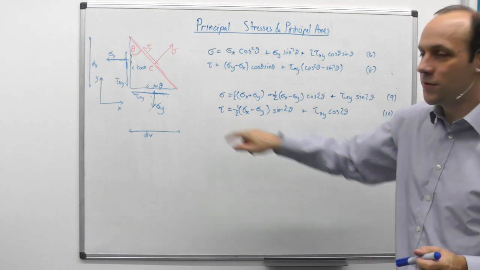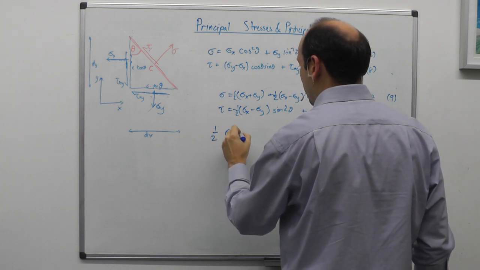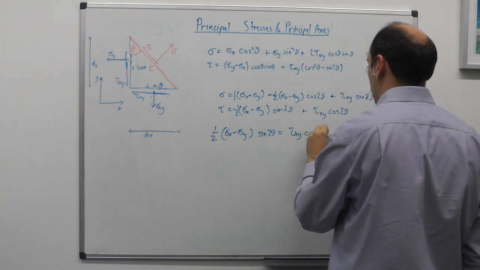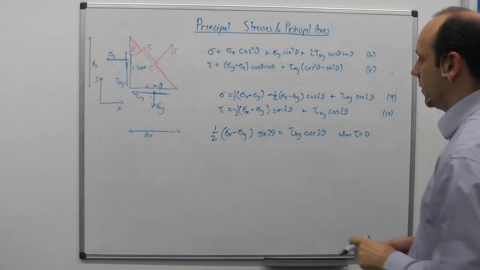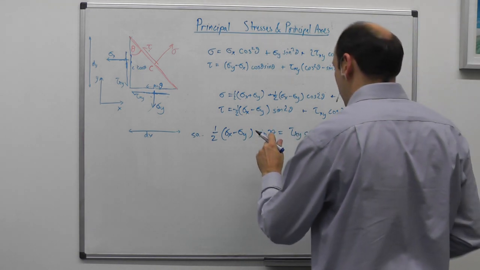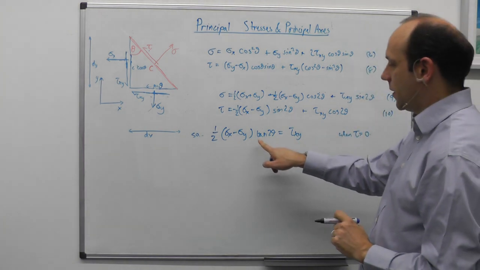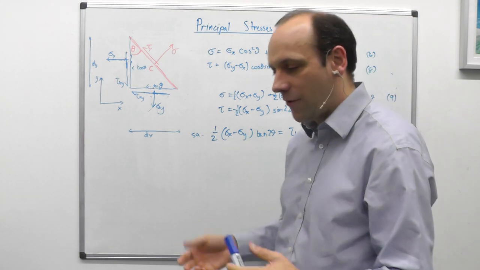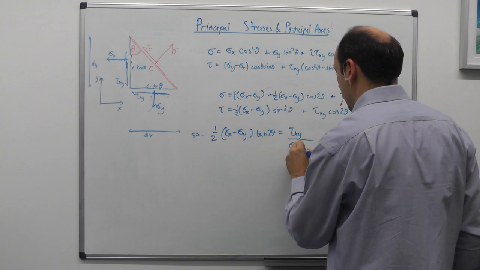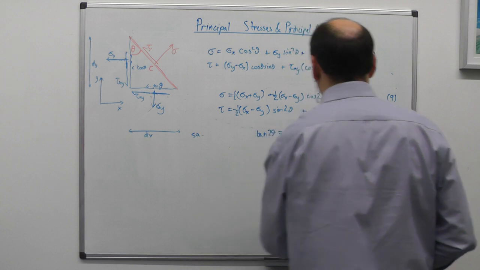So if we take equation 10 and we make tau 0, we can see if we can make it happen. So if we make tau 0, if we bring this over to the left-hand side, we'll have a half sigma x minus sigma y times sine 2 theta will be equal to tau xy cos 2 theta when tau is 0. Now, if I divide that down, I'll have tan 2 theta, sine over cos. So I'll have a condition where tau would be 0. And in fact, I can then find tan 2 theta by dividing this back down: tau xy over a half of sigma x minus sigma y, a half the difference between them. So that's equation 11.